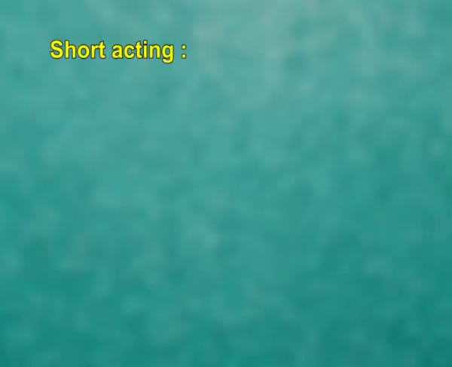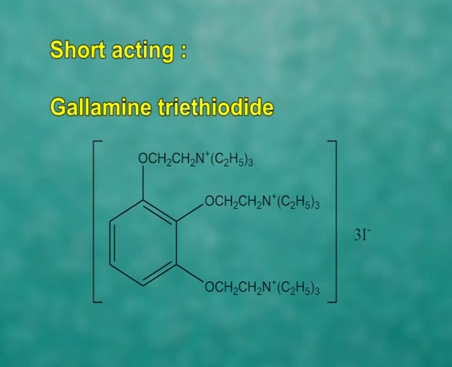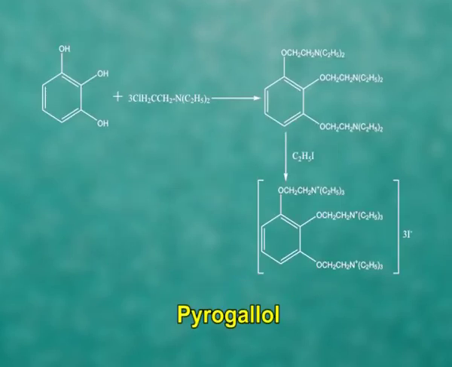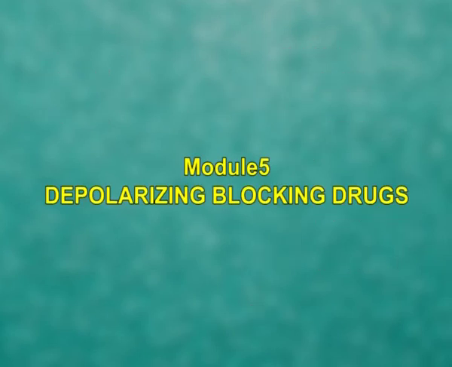So friends, here we have reached the third category, that is short acting. For example, gallamine triethiodide. Synthesis. Pyrogallol is condensed with 2-chloro-triethylamine and the resultant triamine is quaternarized with ethyl iodide in boiling acetone. Friends, here we have reached our last module, module 5, depolarizing blocking drugs.